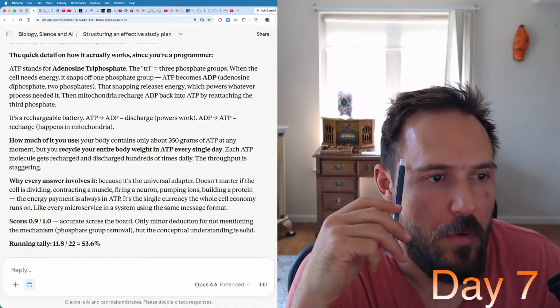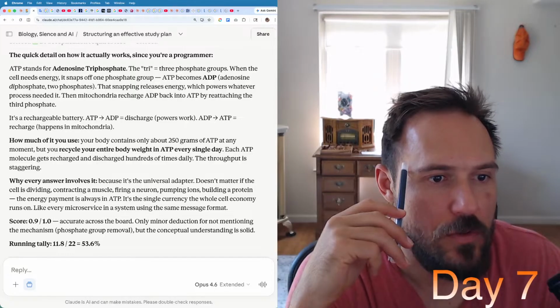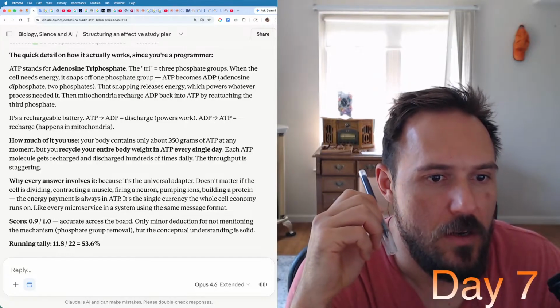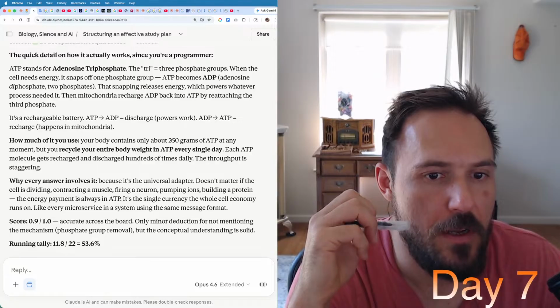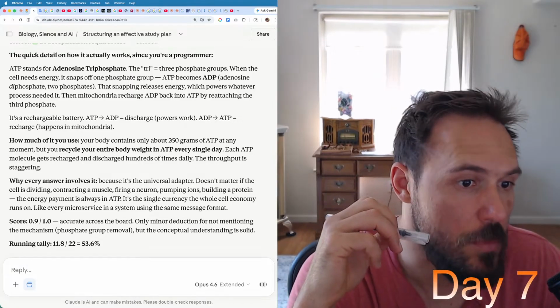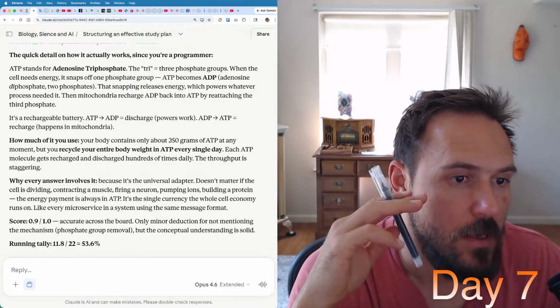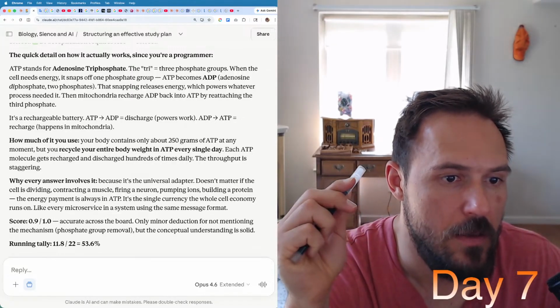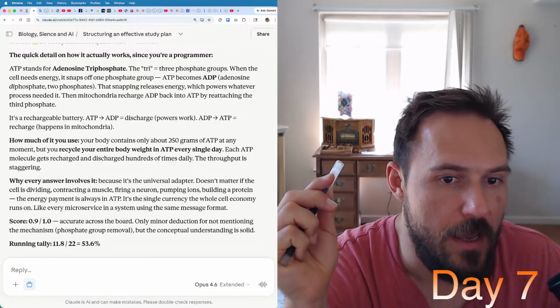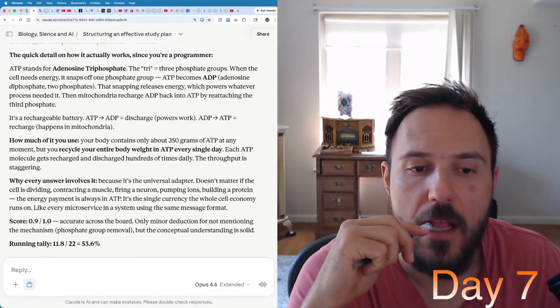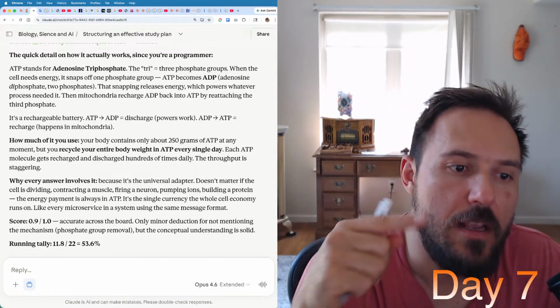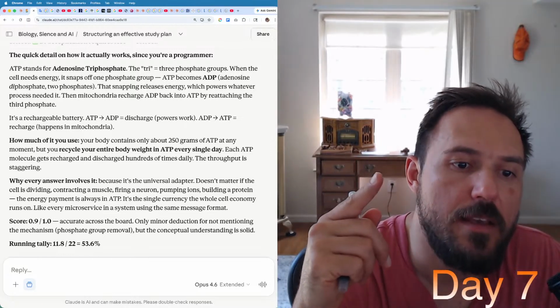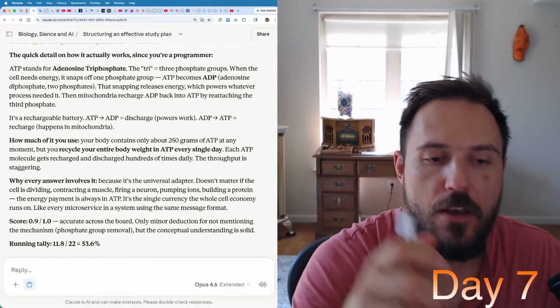How much of it do you use? Your body contains only about 250 grams of ATP at any moment. Really, but you recycle your entire body weight in ATP every single day. Recycle your entire body weight in ATP every single day.